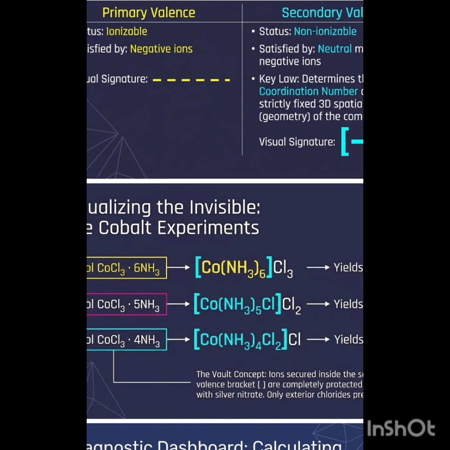In the second case also, the coordination number is 6 for the cobalt, but all the 6 are not the same ligand. Here 5 ammonias and 1 chloride are present. The third case is also 4 plus 2, so there also the coordination number is 6.